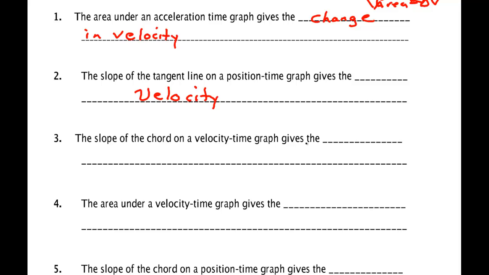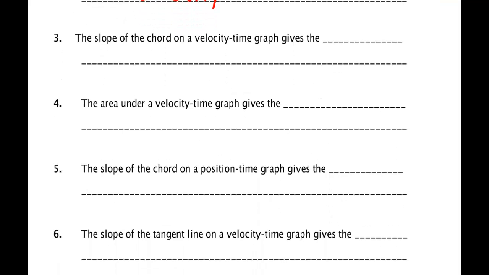The slope of the chord of a velocity time graph gives us the average acceleration. So that's the answer to number 3. Average acceleration. And what you're looking at there is velocity, there's time, and you have some curve, and the line from here to there has a slope, delta V over delta T, and that's the definition of average acceleration.